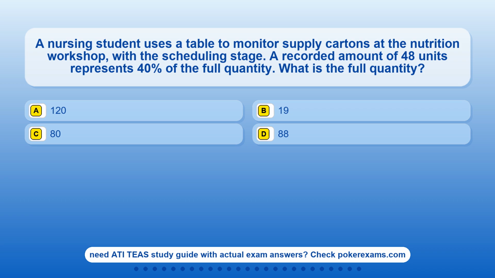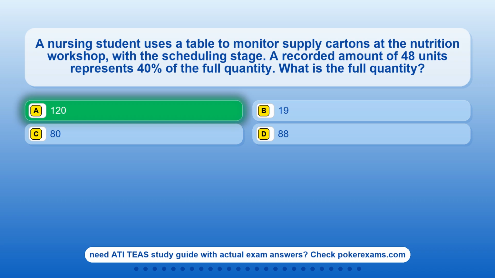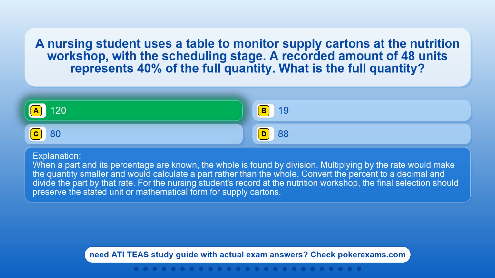Option A, 120. Option B, 19. Option C, 80. Option D, 88. The correct answer is option A, 120. When a part and its percentage are known, the whole is found by division. Multiplying by the rate would make the quantity smaller and would calculate a part rather than the whole. Convert the percent to a decimal and divide the part by that rate.